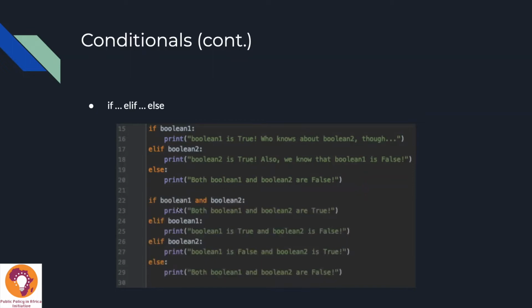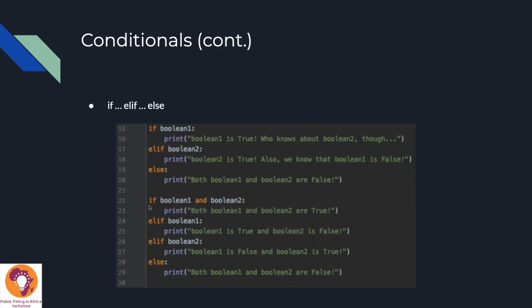So say we wanted to know whether or not Boolean 1 and Boolean 2 are both true, because what happens here is if Boolean 1 is true, we don't evaluate Boolean 2. So Boolean 2 very well could be true. We just haven't checked it. And we won't in the first if, elif, else up here.